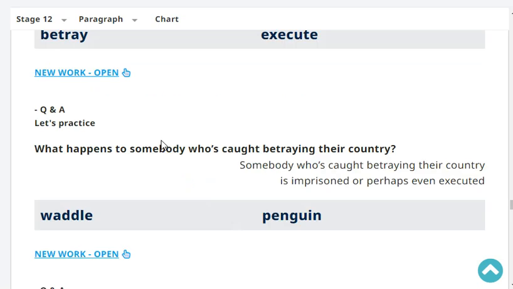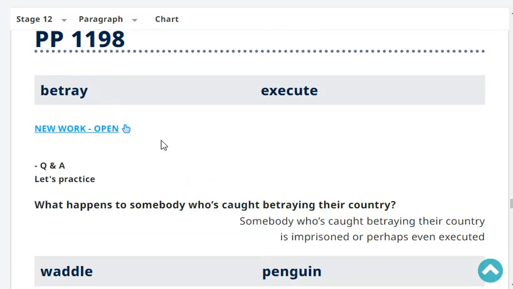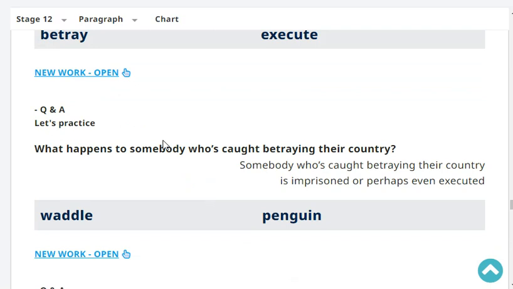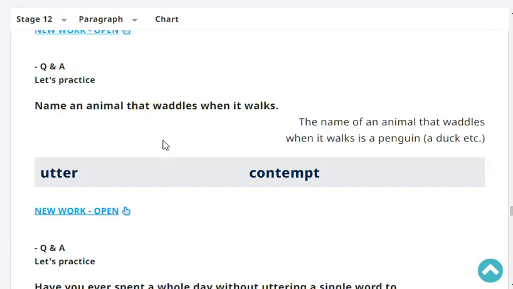What happens to somebody who's caught betraying their country? Somebody who's caught betraying their country is imprisoned or perhaps even executed. Very good.